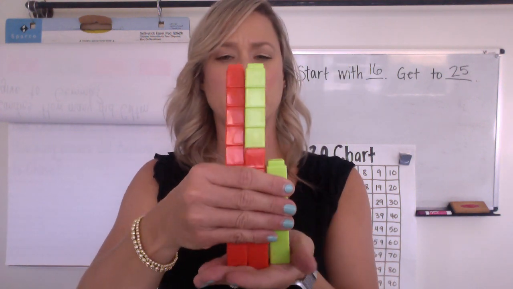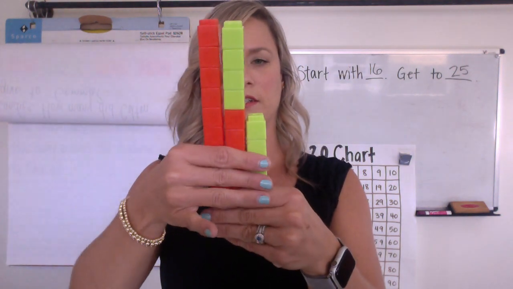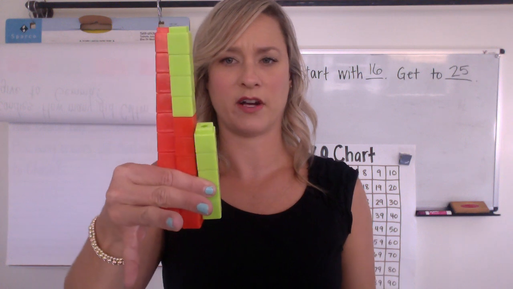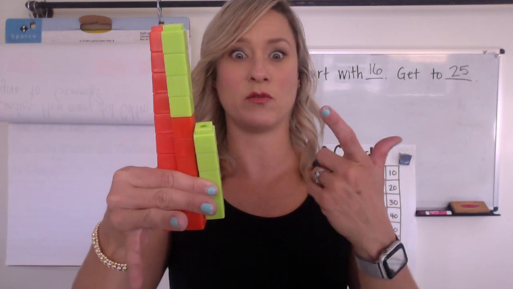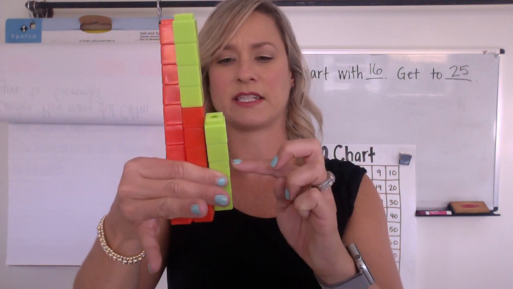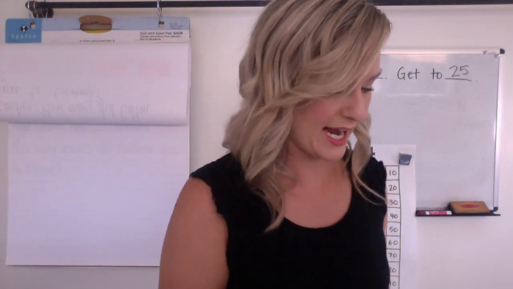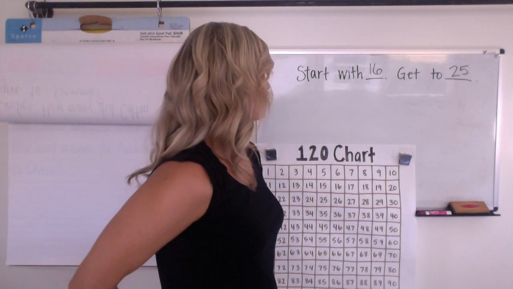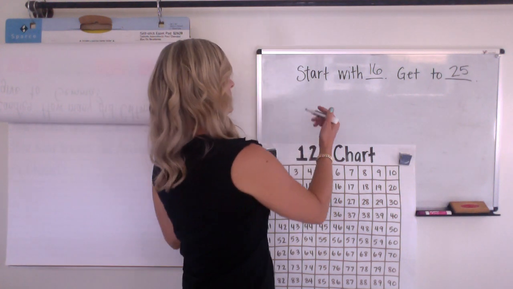Now, how many did I have to add on? How many did I have to add on to get from 16 to 25? So obviously I added the green one. So let's see. 1, 2, 3, 4, 5, 6, 7, 8, 9. I had to add 9 to get to 25. So maybe we could show it like that.